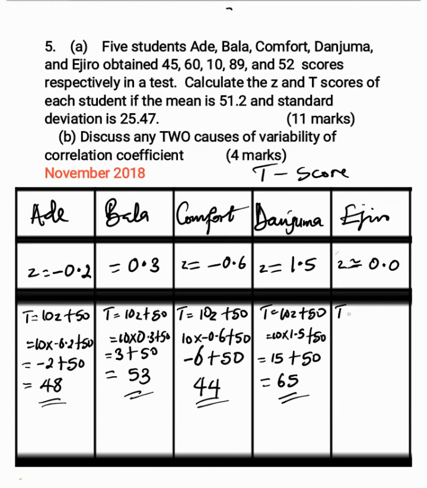Then for A0, we have 0. So the T-score is going to be 10Z plus 50. So we have 10 times 0 plus 50. 10 times 0 is 0. Any number multiplied by 0 is 0. Then we add 50. 0 plus 50 is going to give us 50. So the T-score for A0 is 50. Anytime, any day, this is how to calculate the T-score of a given set of scores.